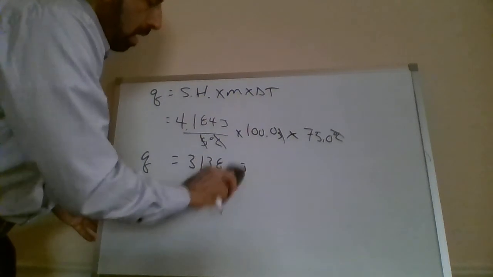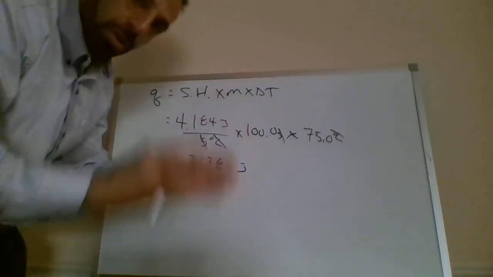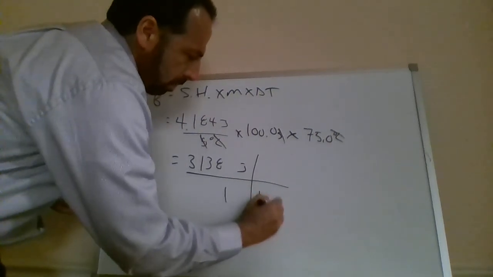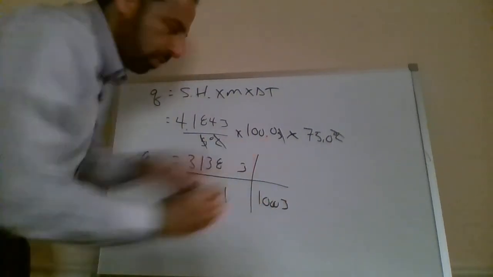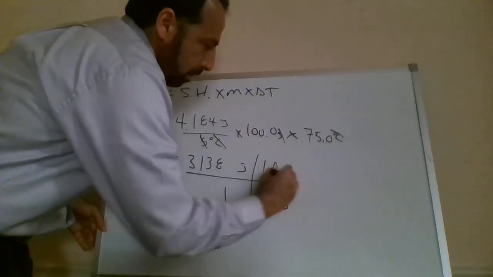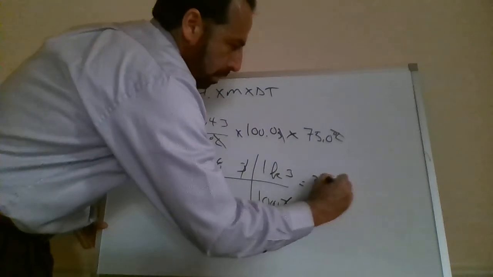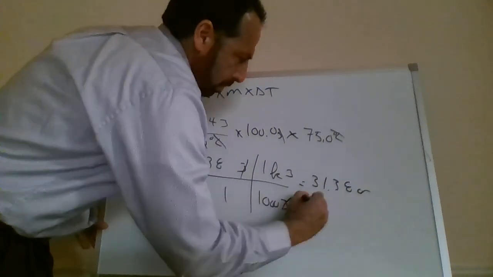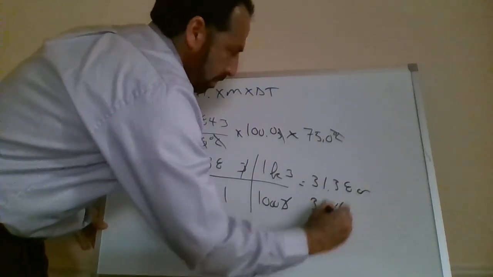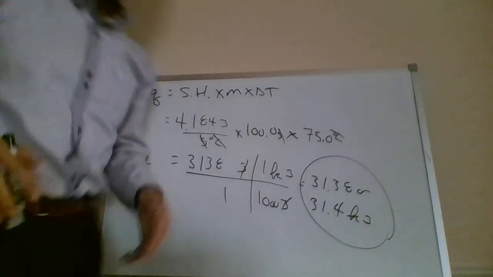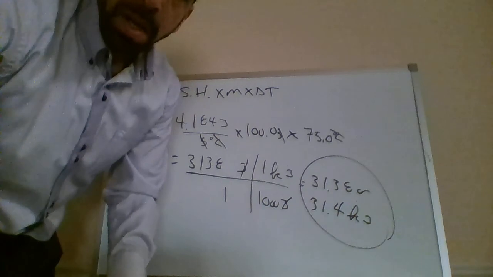They want you to convert to kilojoules. So the problem is in kilojoules. And so we have to remember now, 1,000 joules is 1 kilojoule. So 31.38 or 31.4 kilojoules.